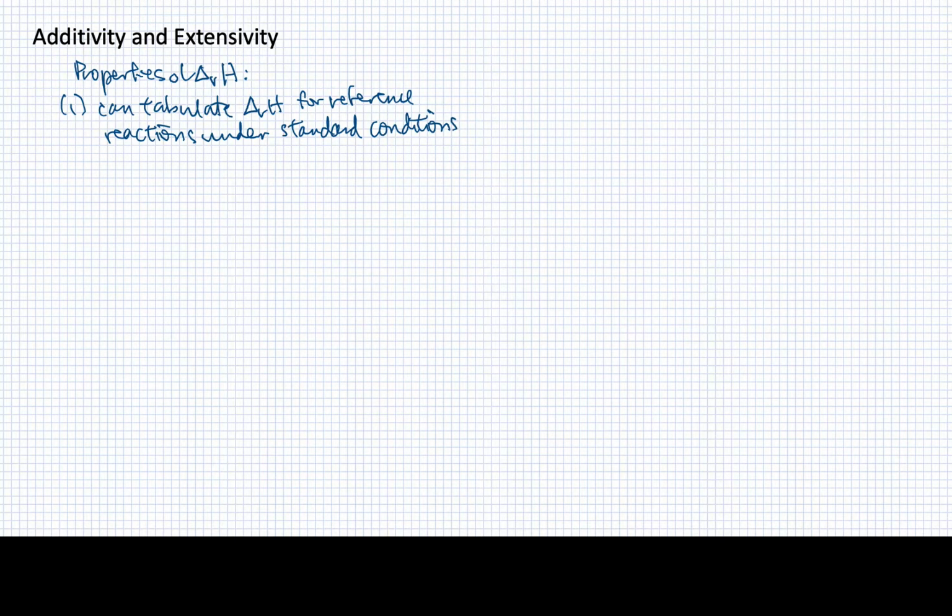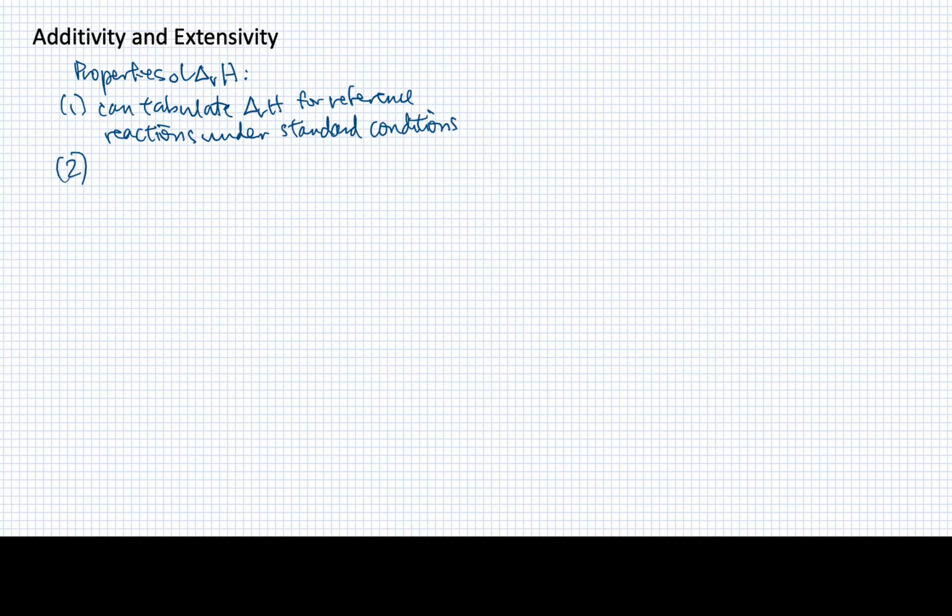Okay, first of all, the delta H's can be tabulated. So we can tabulate delta H for several reference reactions under very well controlled or standard conditions. All right, what this will do is give us sort of a reference set that we can use to then, with Hess's law, find the delta H's for other reactions that might be of interest.